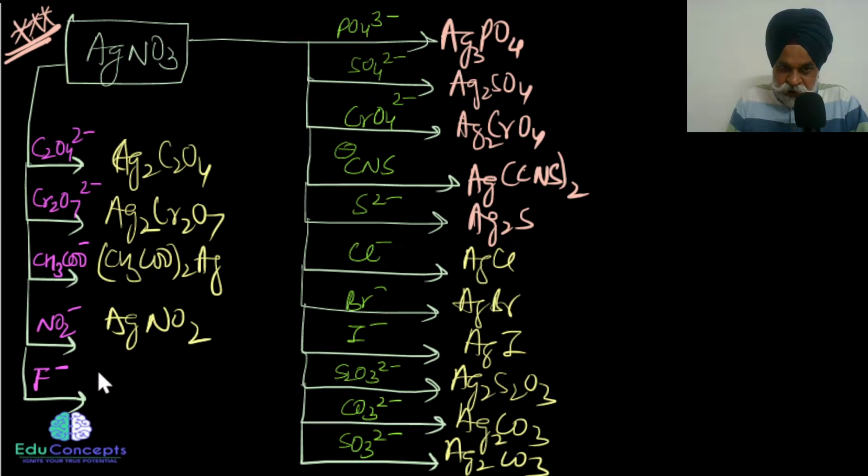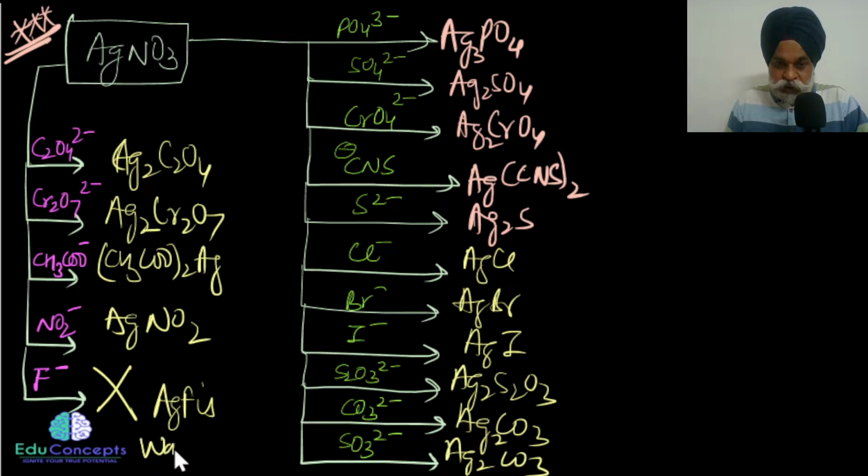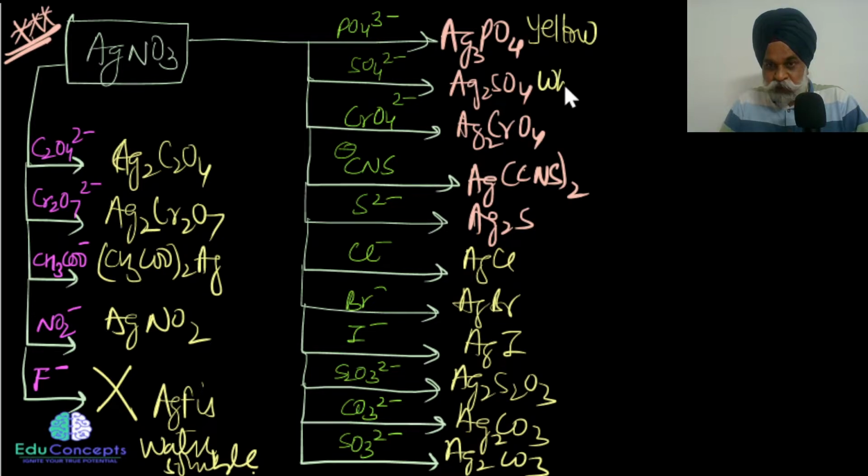Silver nitrite, here you have no precipitation. This shows the fact that silver fluoride is water soluble. It is not going to get precipitated here. Now the point here, which you always have to remember, is from the point of view of the color. There are some colors which you always have to remember. This is yellow, this is white, this is red.